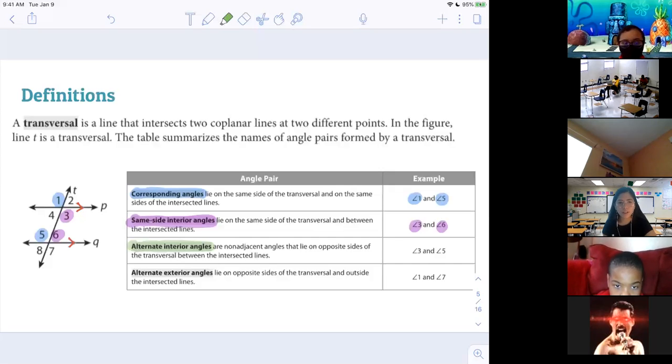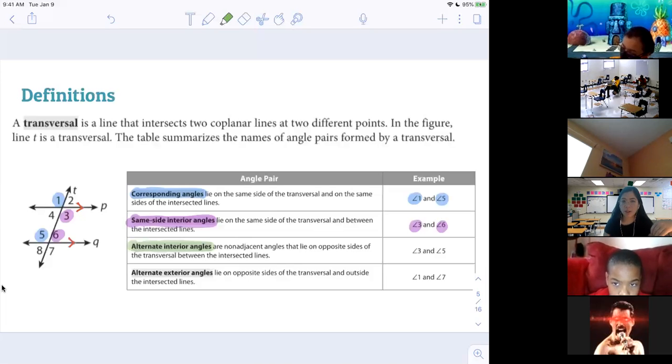Moving on to alternate interior angles. So again, it's kind of telling you where to look. Let's take a moment and see what alternate interior angles are. They're not on the same side, but on the alternate side. So they're going to be on alternate sides.